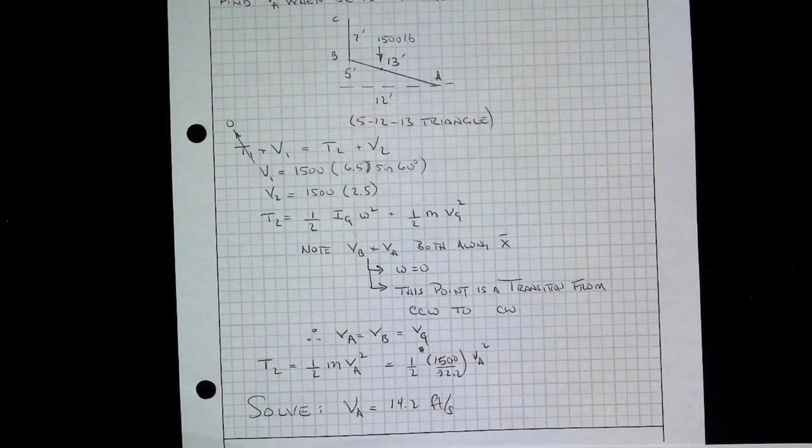We'll do V2 while we're at it because it's just really simple. If this is 5 feet over here, that means the geometric center is only 2.5 feet up. I don't have to do any algebra to figure that out, or trigonometry as it were. So here's V2. It came real easy. Now we got to do T2, or the kinetic energy in this state. The basic equation for that is the following: 1/2 Ig omega squared plus 1/2 m Vg squared.